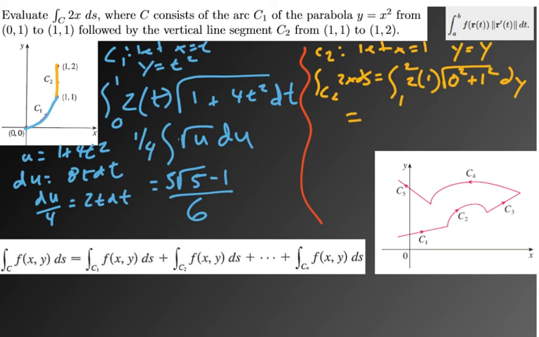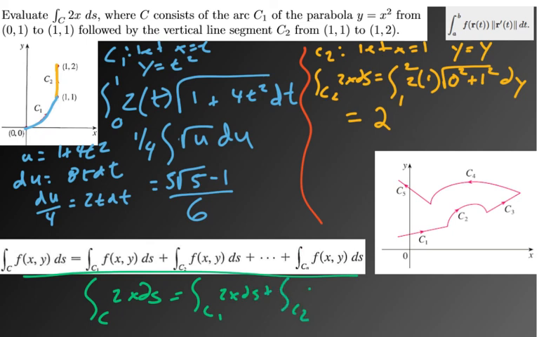And that whole thing looks kind of complicated, but it's literally just 2 if you do it out. And then now we can just go and add these two things. So we know that the line integral of 2x ds, because of this whole thing being additive, is really just the integral over curve 1 of 2x ds plus the integral over curve 2 of 2x ds, which, if you add those together, is 2 plus (5 root 5 minus 1) over 6. So I'm sure it simplifies, but I don't care.